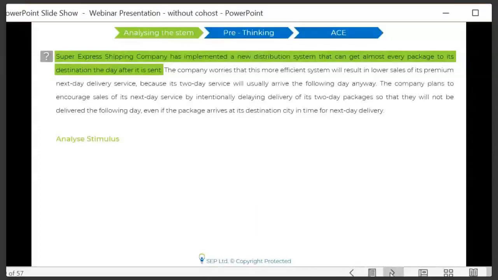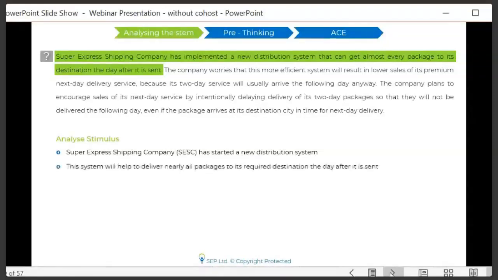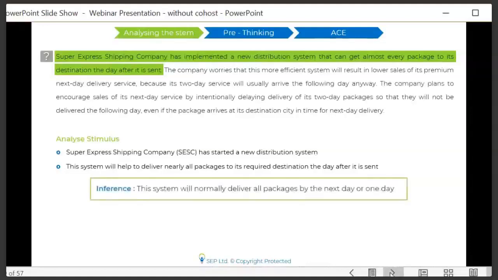So if we simplify this, what we can understand is Super Express Shipping Company, let's call it SESC for short, has started a new distribution system. This system will help to deliver nearly all the packages to their required destination the day after it is sent, that is, after taking the booking. So from this, we can infer that this system will normally deliver all packages by the next day. That means it'll take one day to deliver the package.